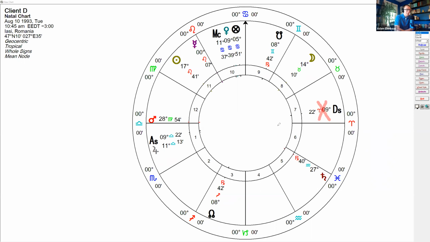The seventh place in a chart is always a good place to look at. Venus is always a good place to look at because Venus represents love. Also, the moon for domestic life and marriage. These are good placements here. Okay, so first of all, a couple of things that we see.